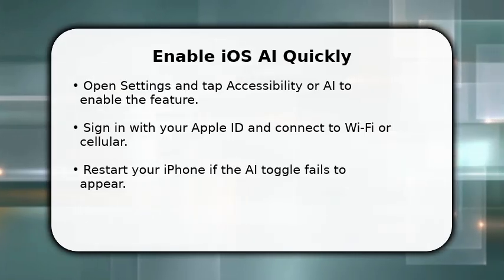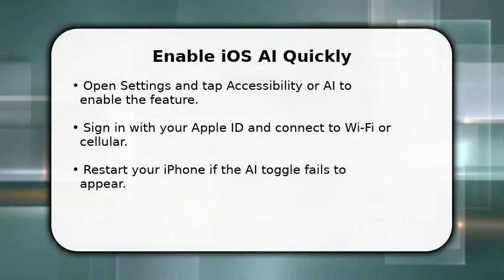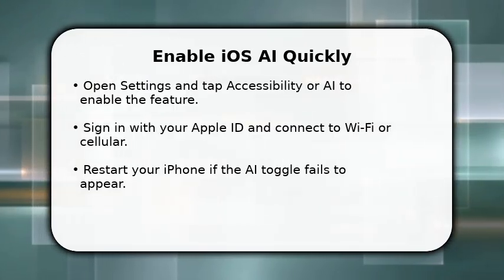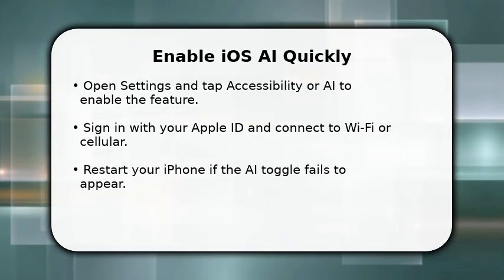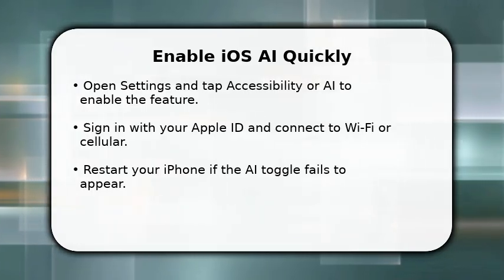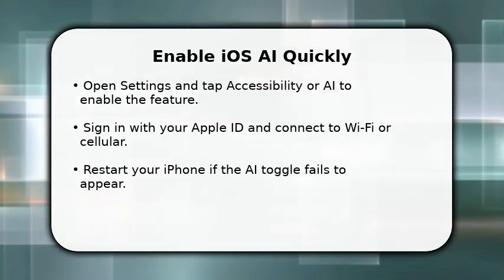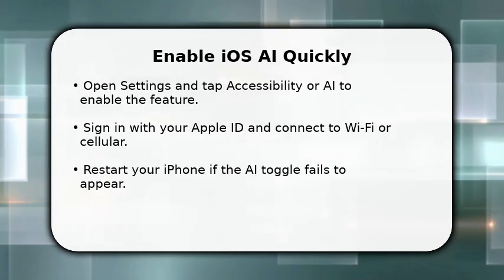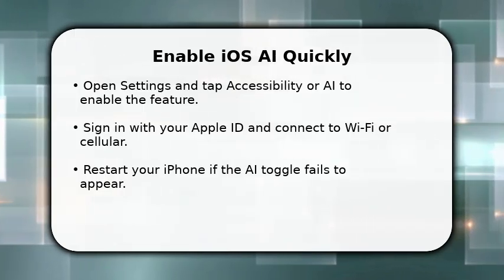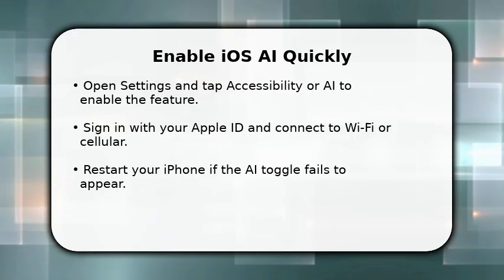Open Settings and locate the AI or Accessibility section to begin setup. Tap the AI toggle to enable core features and allow permissions when prompted. Sign in with your Apple ID and confirm your device is connected to Wi-Fi or cellular service for initial downloads.